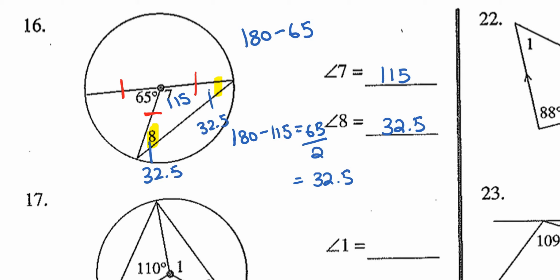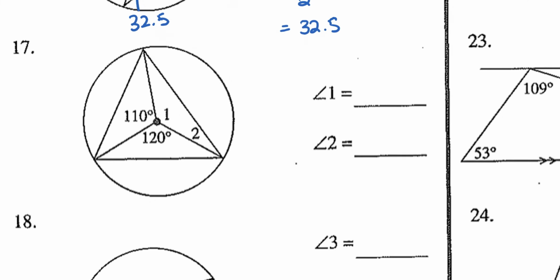Right, great. Let's go ahead and keep on moving along here. Most of these questions aren't too bad once you see the main concept being used. For question number 7, you can find angle number 1 right away, because if I take this 110 degrees, this 120 degrees, and this angle number 1, all three of those angles, because we're going around a circle at the center, have to add up to 360 degrees, because this is the entire angle there.